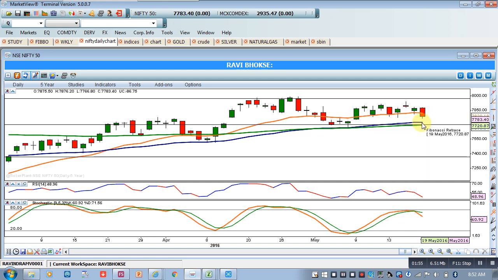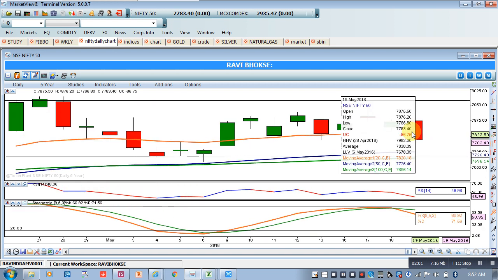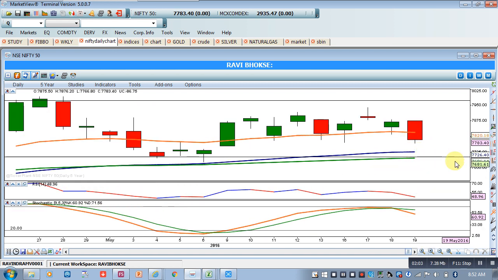In the daily chart formation, the 20 EMA support was breached yesterday. And now further down, we will see a first support at 7726, and below that a support of 7696. So around the 7700 level, we will see the next support level.